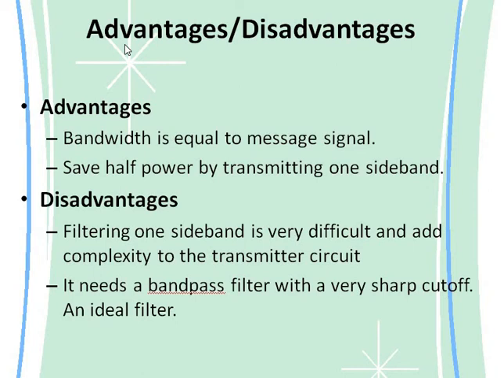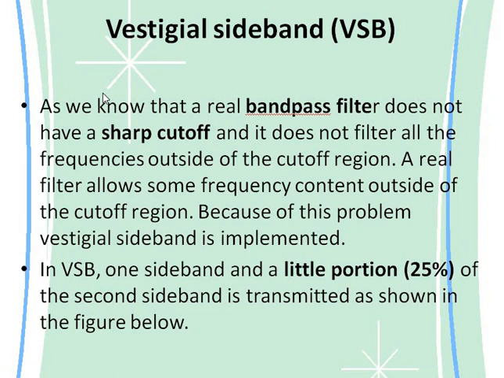because there are two frequencies which are going through it. So we need a sharp cutoff ideal filter. The next is vestigial sideband. Vestigial sideband is used in old televisions. It needs a sharp cutoff filter, so it is very hard to make. In vestigial sideband, one sideband or a little portion of the other sideband is used, like I will show you in the figure.